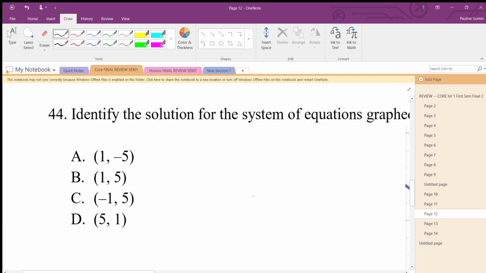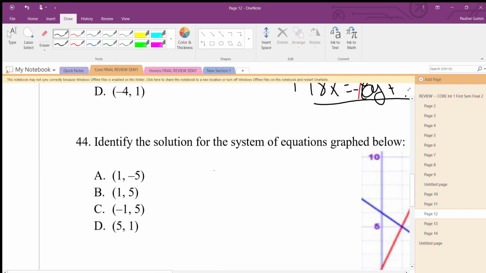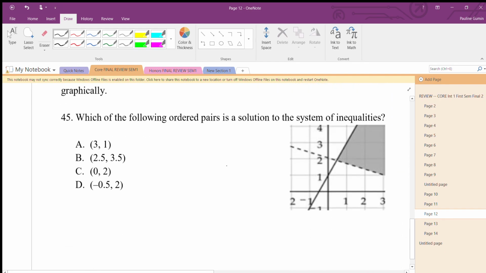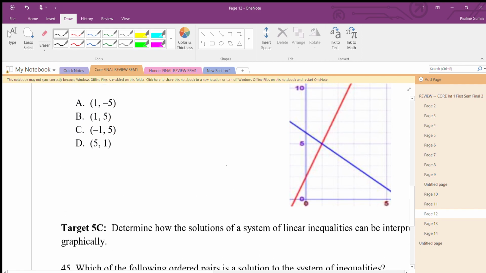Right, 44. Identify the solutions of the system. Let's see. I'm going to zoom out here because this is a picture we need to check out. Okay, so the solution is where the lines cross each other. So it's right there. And that point is 1, 5.